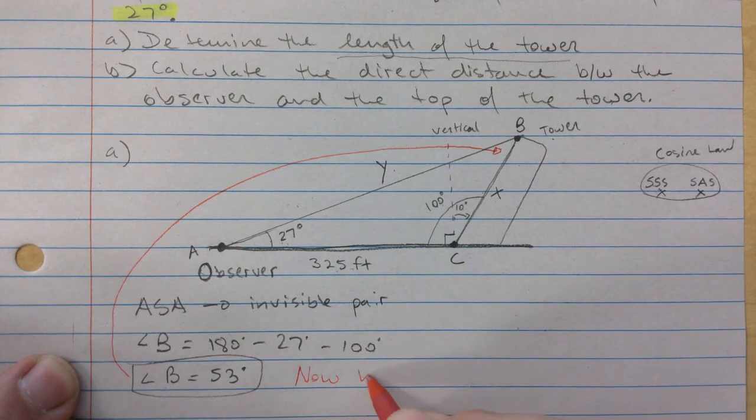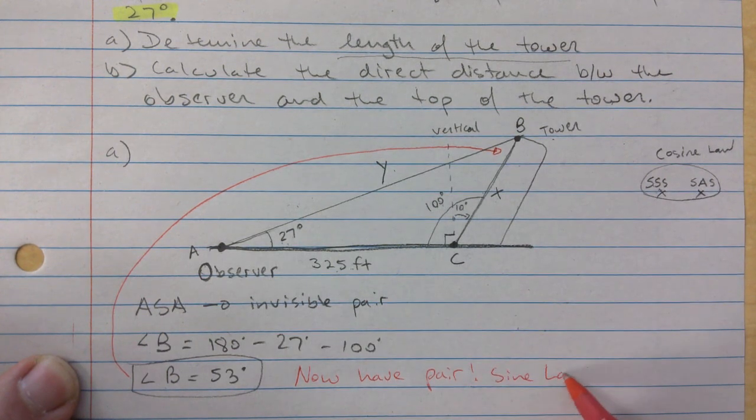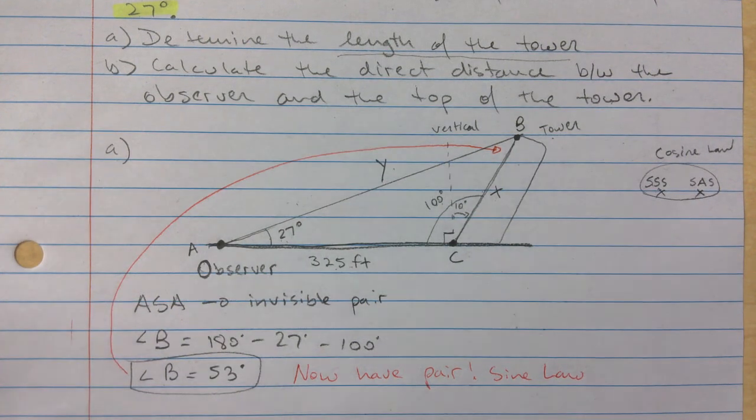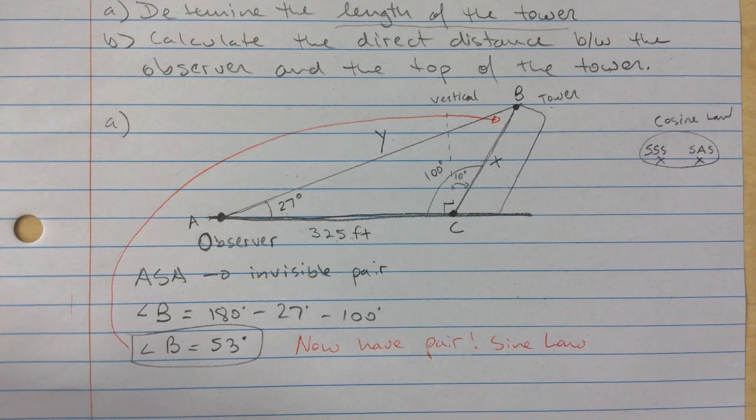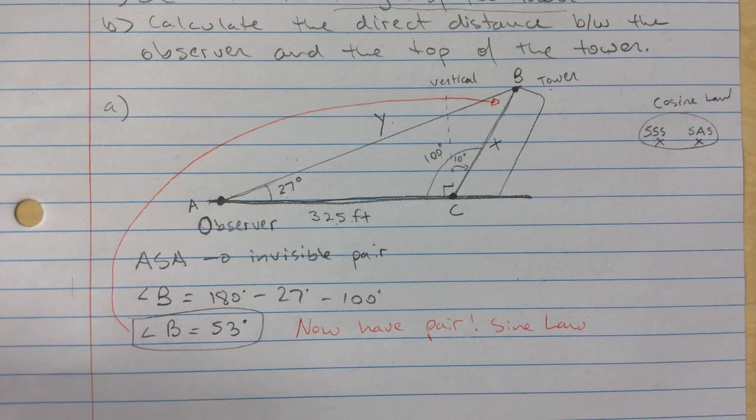Now have pair, that's all I'm going to say. Sine law. Okay. We got to use the sine law here. It's the only thing that's going to work. It's either or, it's not both. Unless I give you a lot of information, which is not going to be the case. You're going to have to pick one to start you off. And then later we'll see how we can switch once we have more information.